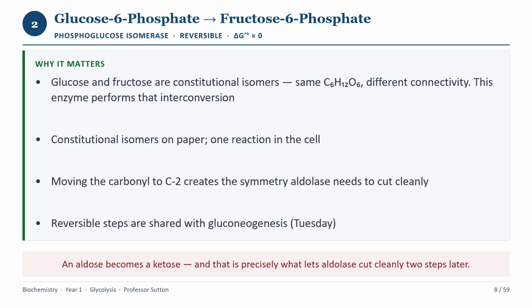Why does it matter? Because moving the carbonyl to carbon 2 creates a symmetry that the aldolase needs 2 reactions later to cut the molecule cleanly in half. This step is a setup for the split.